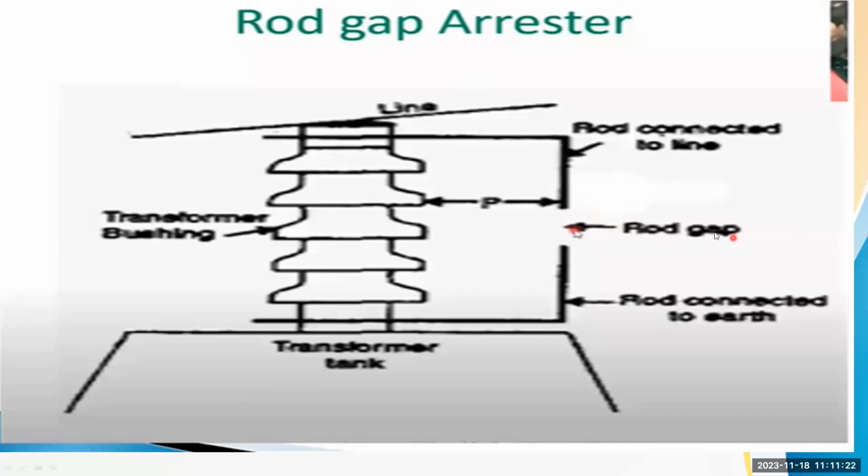So this is called a rod gap, and we have to maintain this gap. The upper rod is connected to the line, at the upper insulation, and the lower rod is connected to the earth, and this is the gap. When lightning or switching takes place, surge voltage appears across this gap. At that condition, a spark appears between the gap and then discharges into the ground. This is called a rod gap arrester.